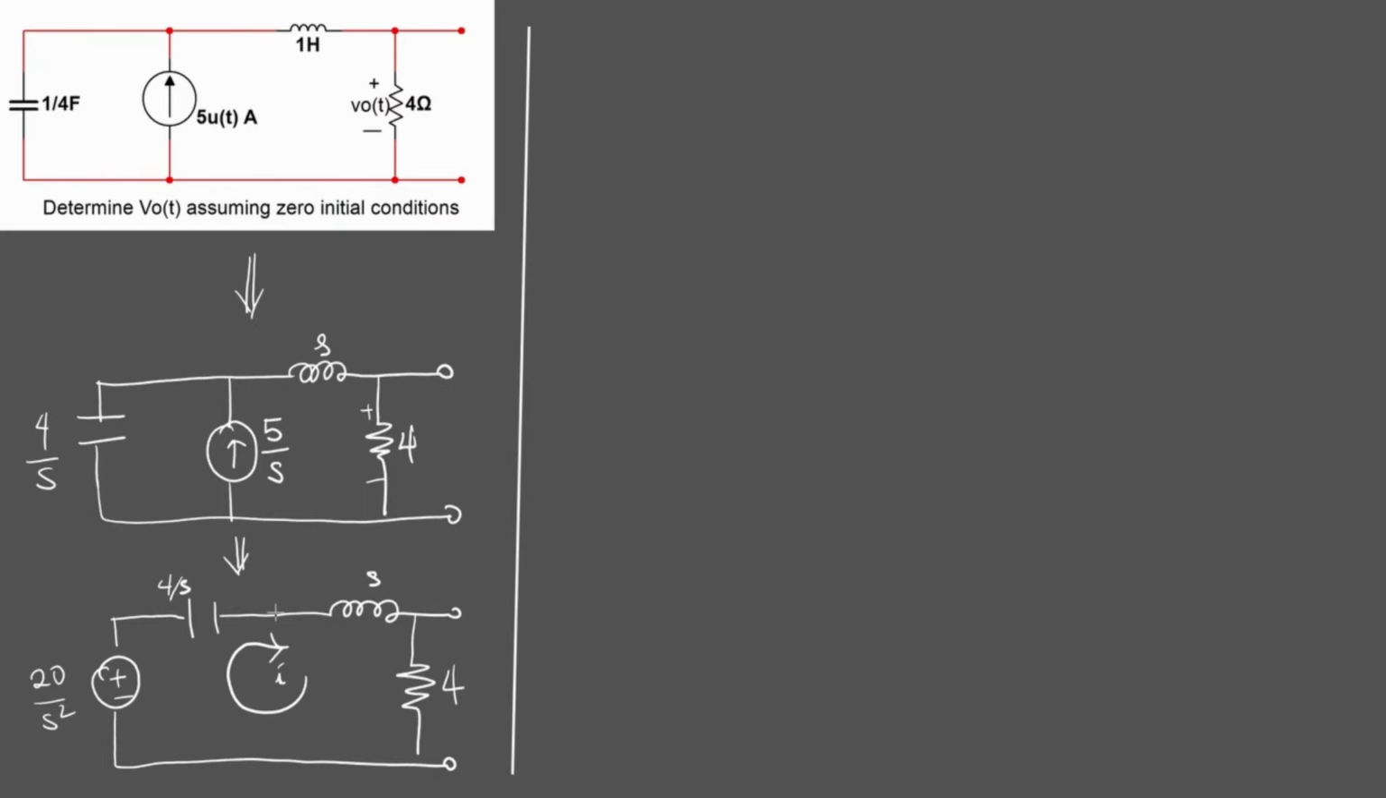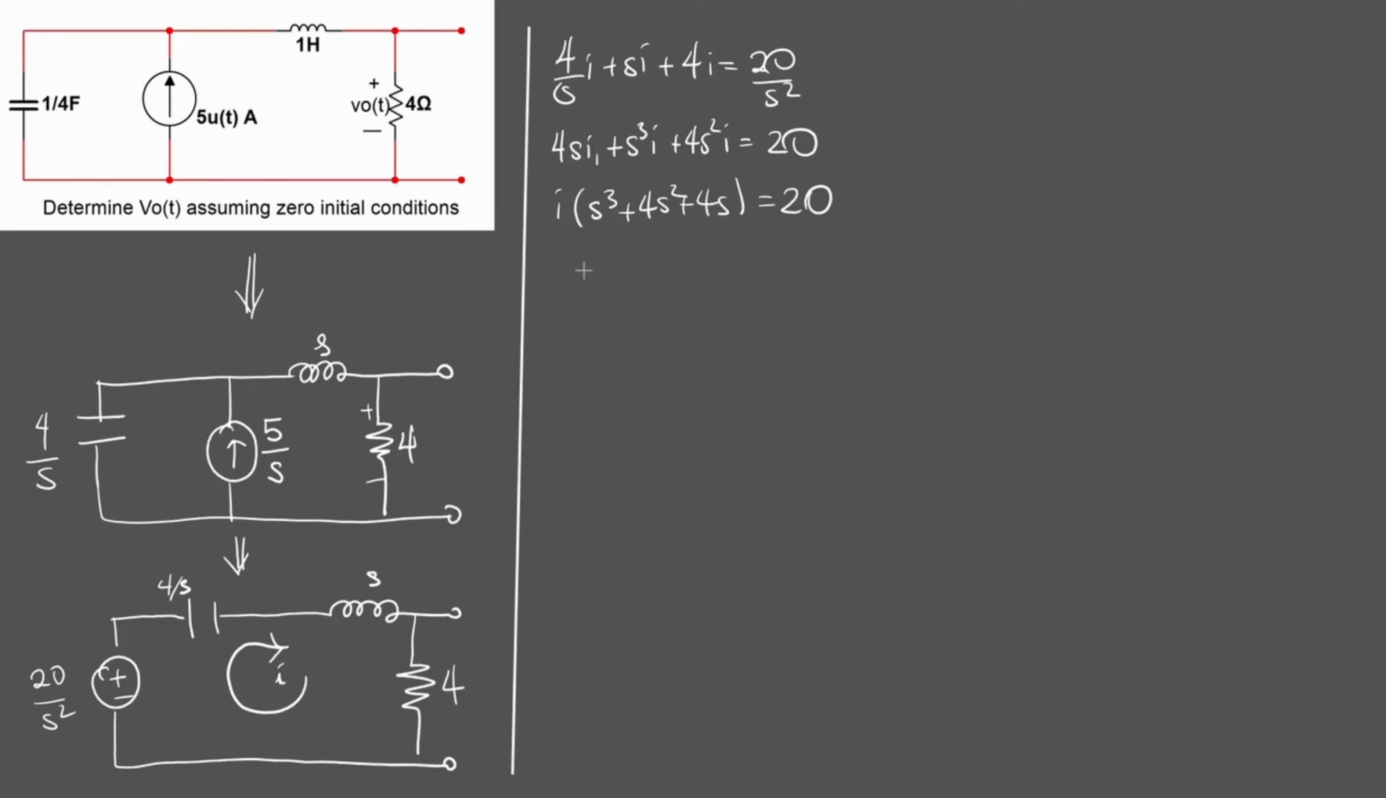We're going to take the mesh analysis to the loop. The first one we know is 4 over s, so 4 over s I. Plus sI plus 4I is going to equal 20 over s squared, because it will be minus 20 over s squared equals 0, then taking it to the other side, equal to 20 over s squared. Multiplying through by s squared, we're going to have 4sI plus s cubed I plus 4s squared I is going to equal 20. Let's bring I out: s cubed plus 4s squared plus 4s is going to equal 20. I is going to be 20 over s cubed plus 4s squared plus 4s.